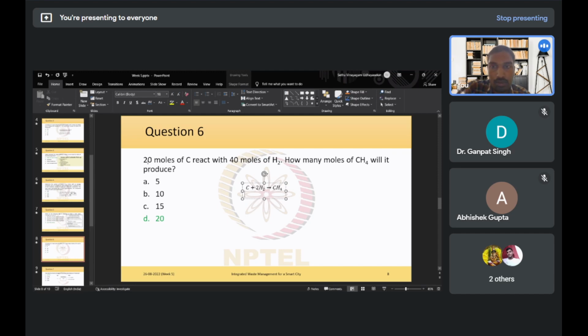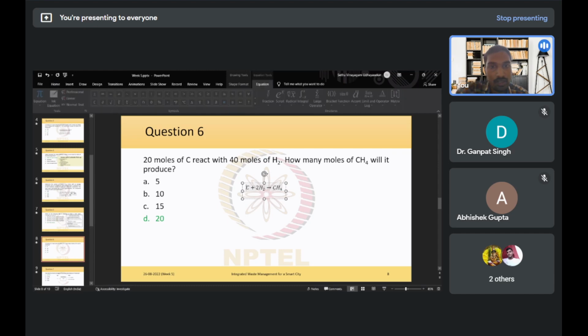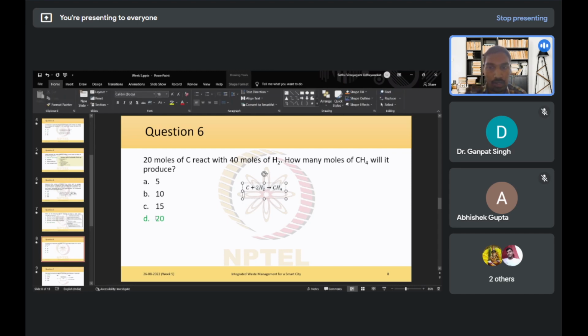And now the question is, there are 20 moles of carbon and 40 moles of hydrogen H2. So how many moles of CH4 will there be? Because it is a 1 to 2 ratio, if there is one of C and 2 of H2, there will be 1 of CH4. So if there is 20 of C, 40 of H2, there will be 20 of CH4, right? So that's why it is 20. If you write the balanced equation, from that you will be able to answer this question. That's similar to what we did at question 2, right?